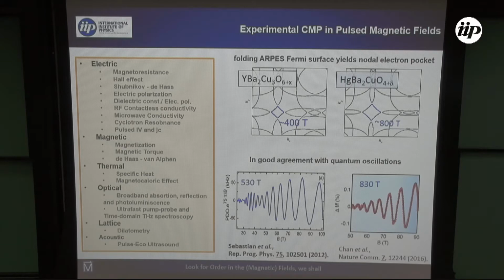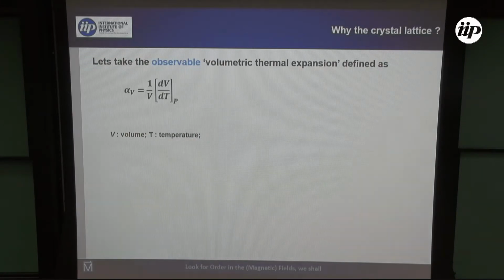Now, these orbits don't take any random value. They are quantized, and when each one of these so-called Landau levels crosses the Fermi surface, you get a peak in the property that you are measuring. It could be the magnetization or the magnetoresistance. And then this allows you to calculate the area of the Fermi surface. And this is critical. You cannot do it without high magnetic fields.